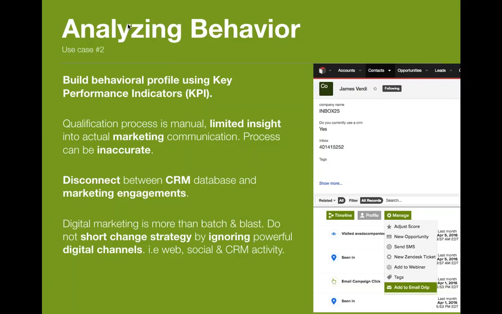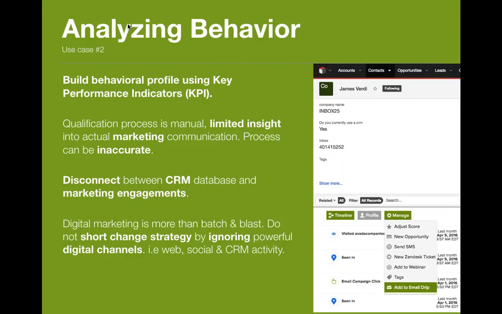We come to our second use case here, analyzing behavior. Why is it important to build behavior profiles using key performance indicators? When we think of SugarCRM, Sugar has that natural customer hierarchy. You start as a prospect, you move to a lead, and from a lead you move to a contact. There's kind of that natural journey. And that journey represents the natural qualification leads experience as they move through your sales cycle.